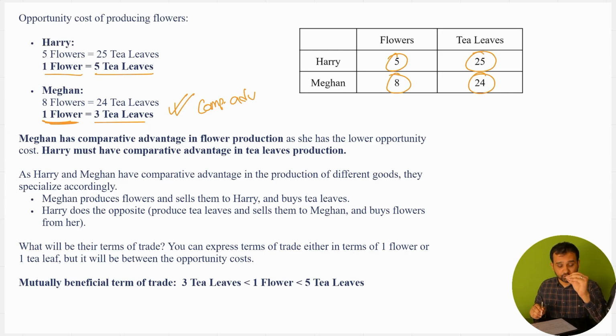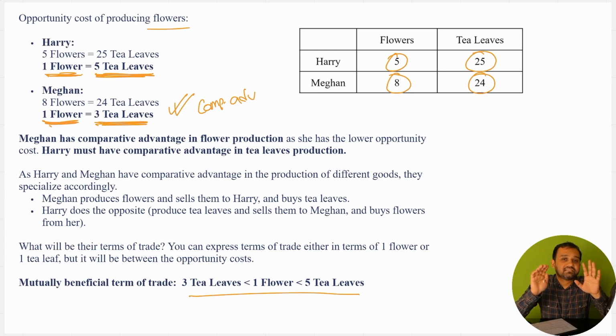You pick a good. In this case, I picked flowers. Then you find the opportunity cost for 1 unit of that good. For Harry, when he produces 1 flower, he gives up 5 tea leaves. For Meghan, when she produces 1 flower, she gives up 3 tea leaves. A term of trade that works for both of them would have to lie between those opportunity costs. So the mutually beneficial term of trade in terms of 1 flower will be something between 3 tea leaves and 5 tea leaves. That is always the way to find a mutually beneficial term of trade quickly, but what is the underlying logic behind this?